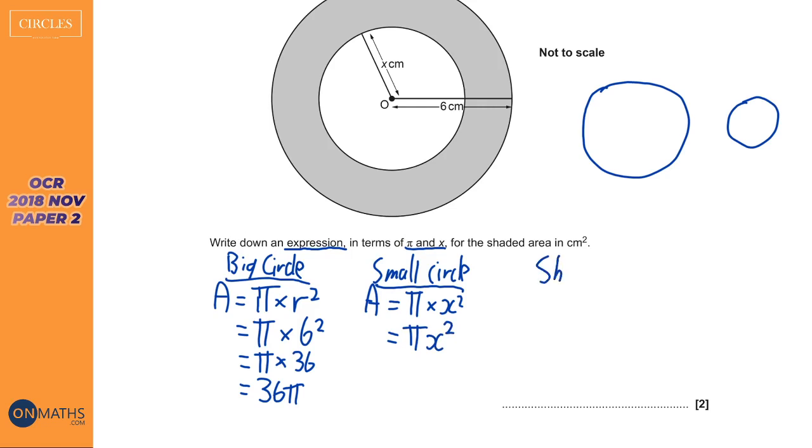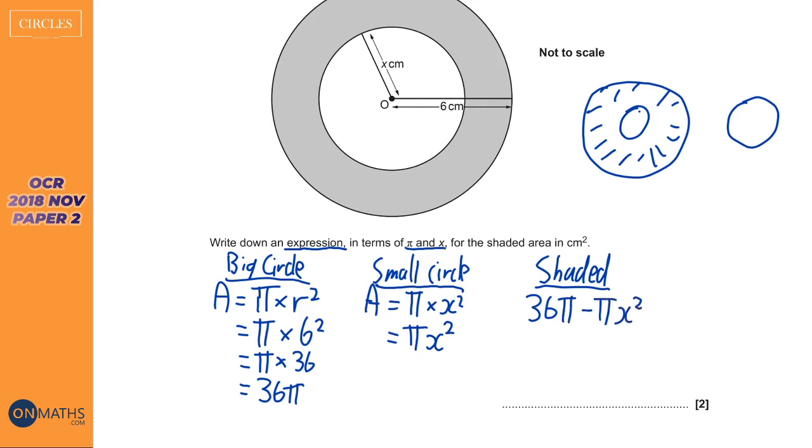So the shaded bit is going to be the big circle, which is this one here. So the big circle, take away the small circle. And so we'll be left with just the shaded bit without the small circle in. Okay. So the big circle is 36 pi. And we're going to take away the small circle, whose area is pi x squared.